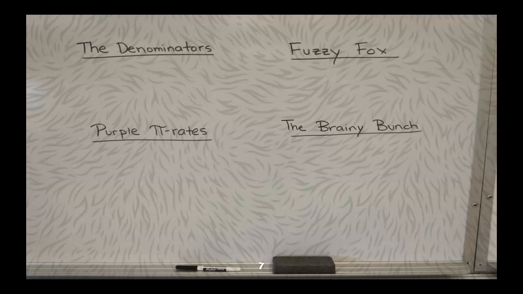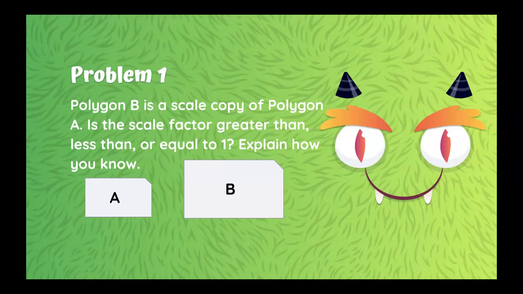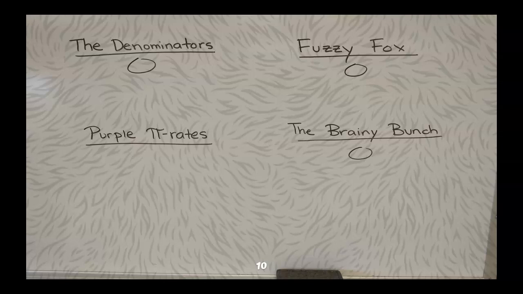So I've got all of the teams up on the board, and I would get ready to start the problems. So we're going to get pumped. Let's get started. So if I have this problem 1, everybody's going to go ahead and answer it. And I decide, oh, look, a few teams got it right. You get to draw a feature on the board. So in this case, we'll say the Denominators, Fuzzy Fox and Brainy Bunch, got targeted. They each got a head drawn on.